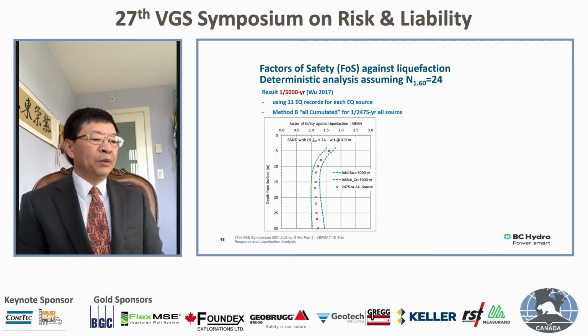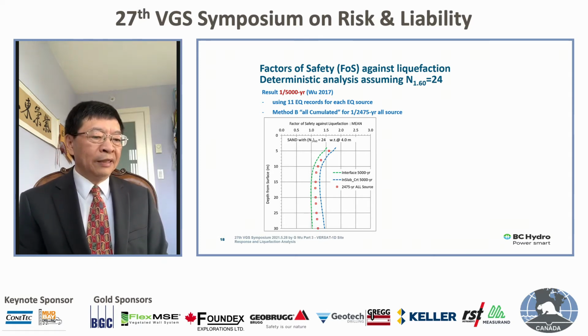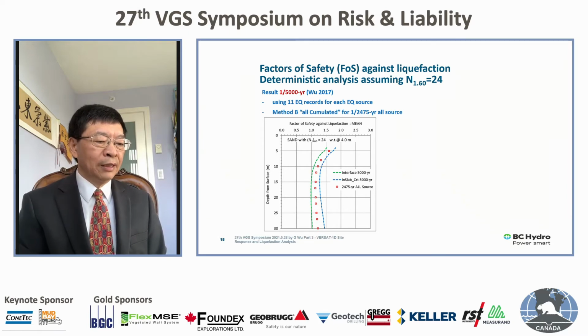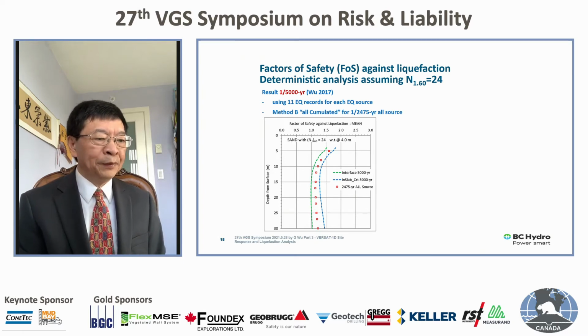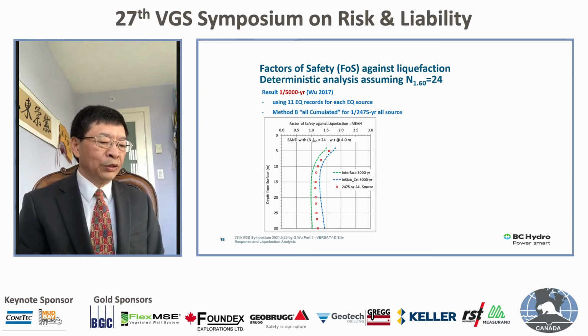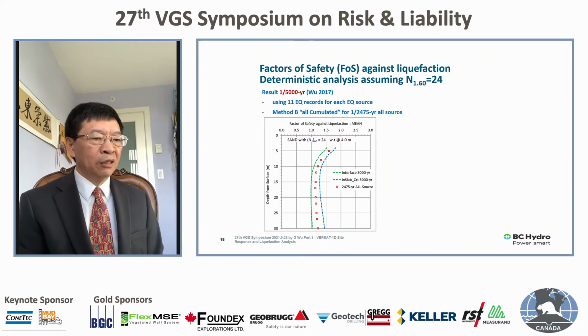Now, another approach is I'm not using 1 in 2475 for each individual source, but I'm using the 1 in 5,000 year spectrum and developing the time histories for each individual source, and then obtaining the factor of safety for each individual source, and then comparing that with my red square, which is 2475 for all sources. So you will see the blue and green are on either side of the red, which is similar to the displacement curve from Boulanger and Idriss, meaning if you actually close the two curves, you will overlap with the red.